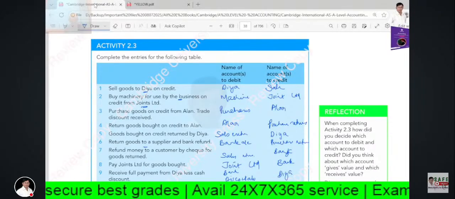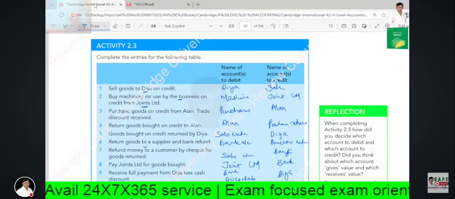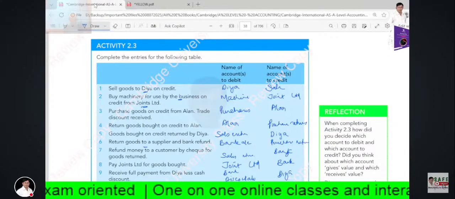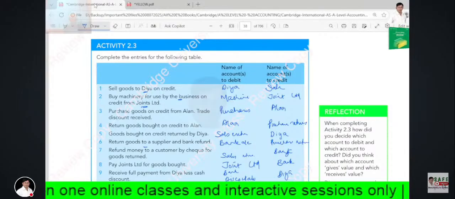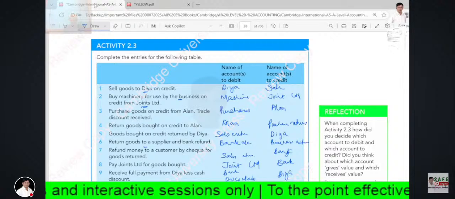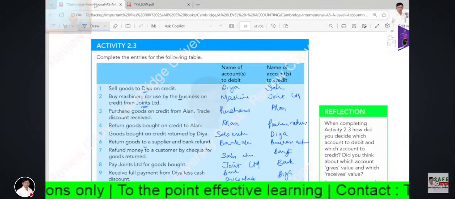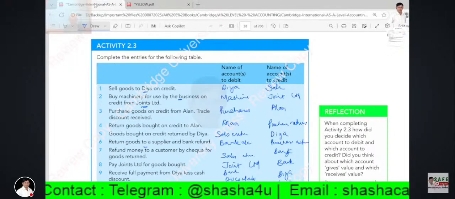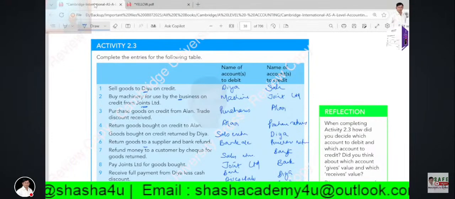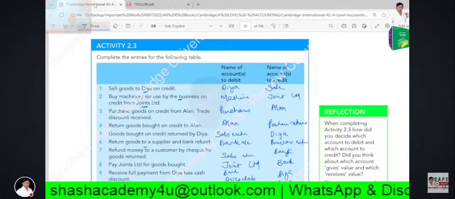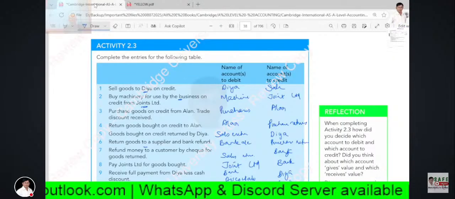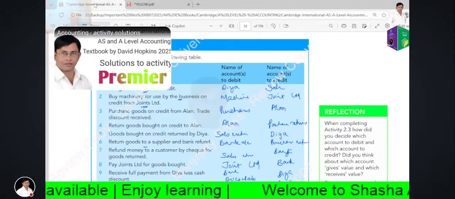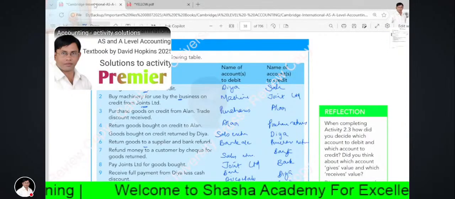money. So pay Allen for goods bought less cash discount. So here we have to pay Allen. Allen is the receiver of money, so Allen account will be debited. So we are paying, so money will go from bank, and discount received. So the amount we are not going to pay because of discount, that is a gain. So discount received is a gain. So these are the entries.